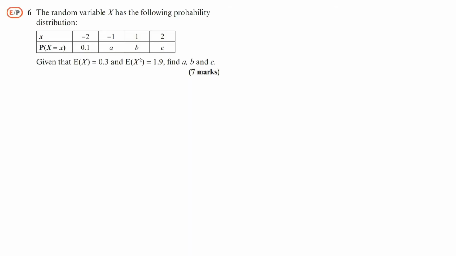Okay, so the question is, the random variable x has the following probability distribution. Given that E(x) is 0.3 and E(x squared) is 1.9, find a, b, and c. As usual, we start this question by writing the expected value of x, which is 0.3, and we follow the same process again.